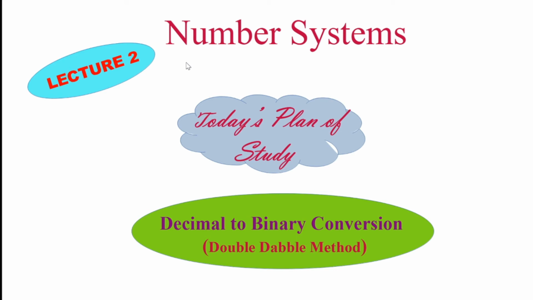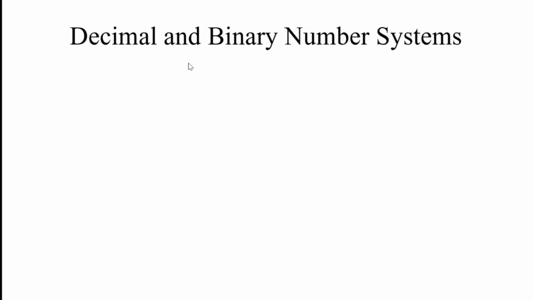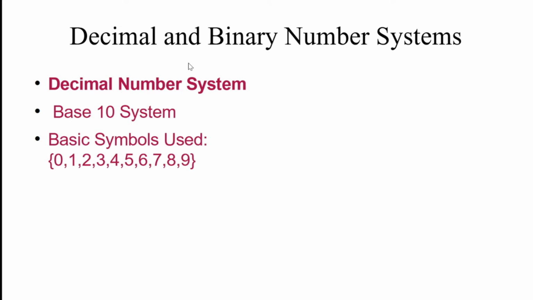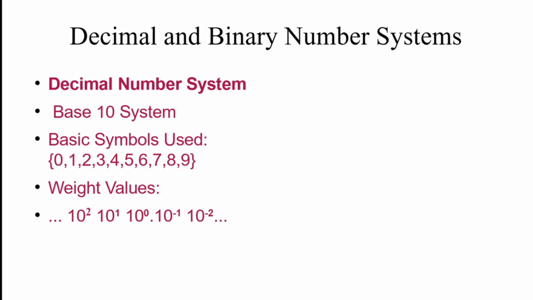Number system. Our today's plan of study is decimal to binary conversion. Decimal number system is a base 10 system which uses 10 basic symbols 0 to 9. The weight values are represented in powers of 10. If we move towards the left of the decimal point, then the power of 10 increases starting from 0, and if we move towards the right of the decimal point, then the power decreases.